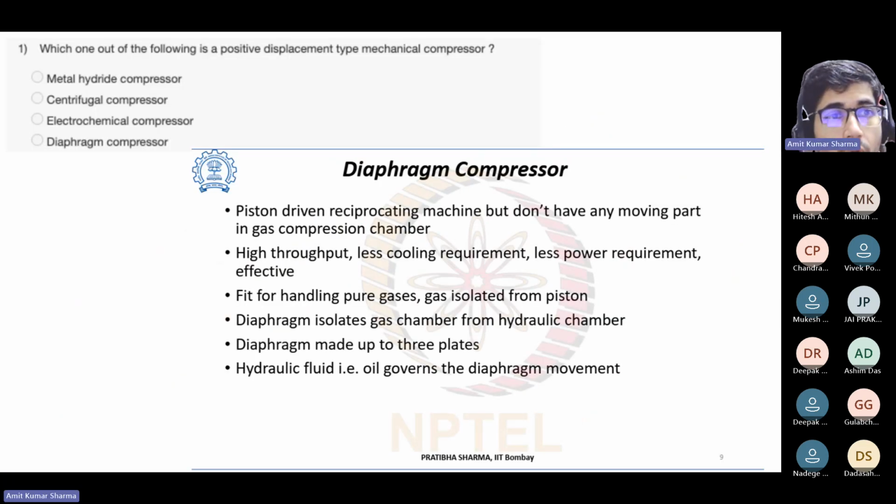Which one out of the following is a positive displacement type? It's the diaphragm, a typical compressor. Diaphragm? Okay.